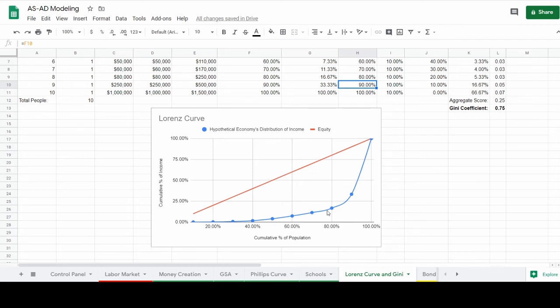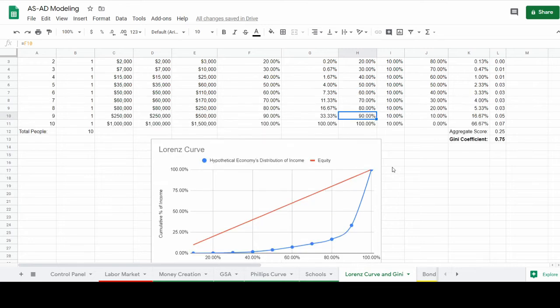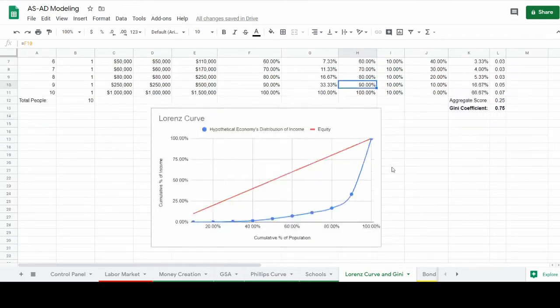Now that you've seen that, we need another quantitative way to describe the difference between equity and what's happening in our economy. And that is something that we would call the Gini Coefficient. The Gini Coefficient is roughly a measure of what percentage of all the space under the equity line in this graph, what percentage of that space only exists below the blue line.